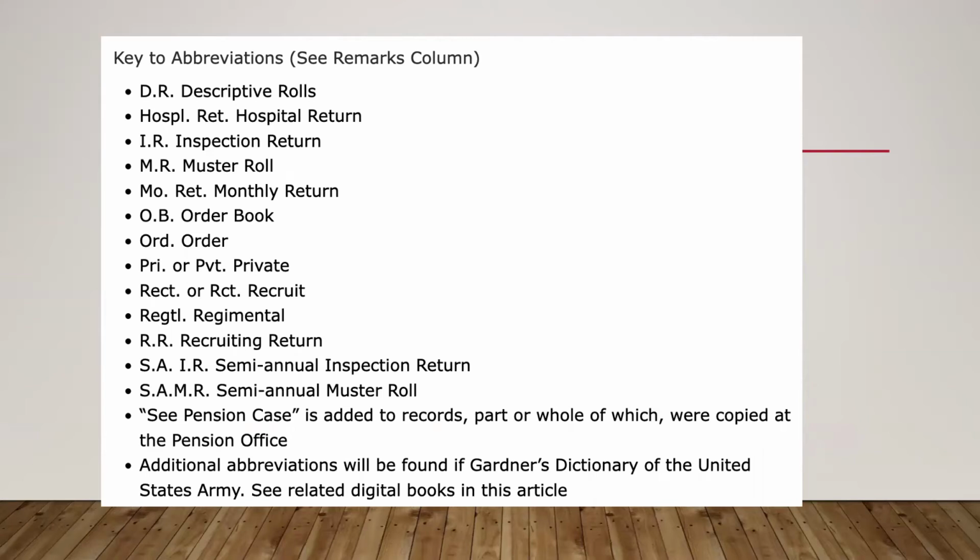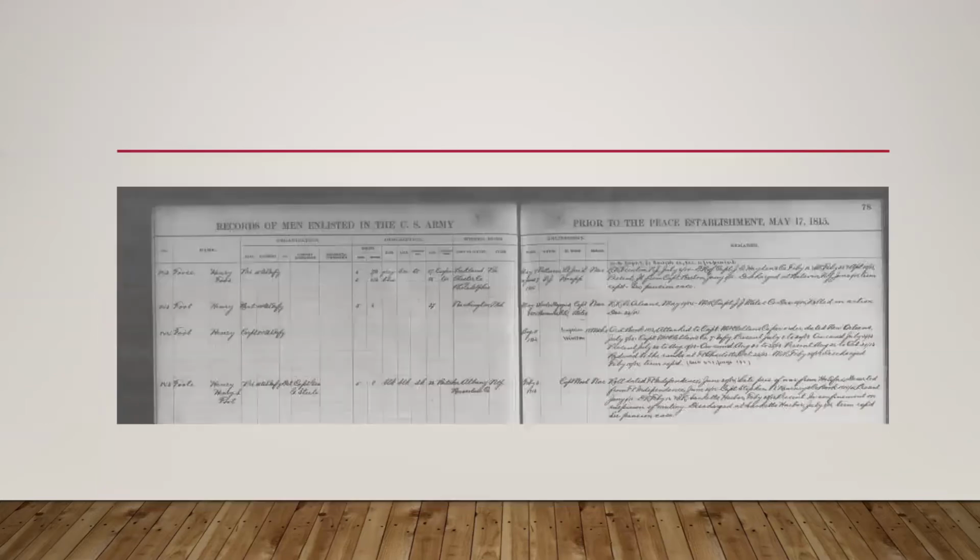Now, there are additional abbreviations that can be found if you can find a copy of Gardner's Dictionary of the United States Army. I forgot about that before I put this together, and I think you can. It's pretty easy to find if you go back to that wiki and click on the appropriate spot. Now, this is what the Register of Returns looks like on Family Search. This is probably why I don't use Family Search, because it's a little, I don't know, I'll call it fuzzy. It's not as crisp.